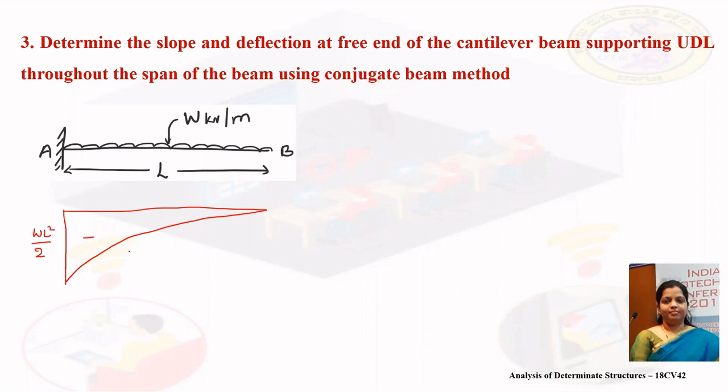So now try to draw the M by EI diagram. What is the M by EI diagram? That is M, which is WL square by 2, divided by the flexural rigidity of the beam. So if I draw the M by EI diagram, it will be WL square by 2 EI. This will be my M by EI diagram. Since it is negative, the load will be acting in the upward direction.